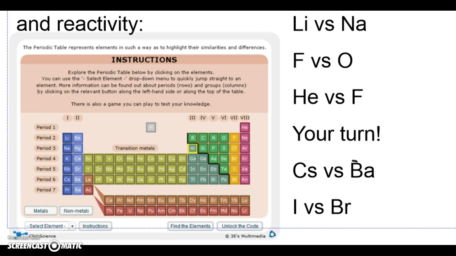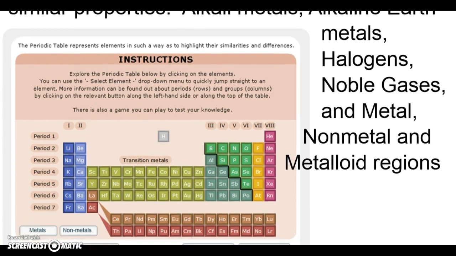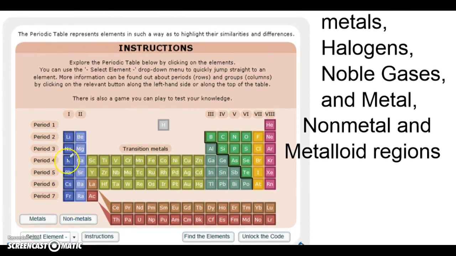And the last thing we get to look at is knowing the different families and why families have similar properties. So a family is a column in the periodic table. So lithium, sodium, potassium, rubidium, cesium, francium, that's one family. They're really, really similar in the way they behave. Like they're all soft metals that react with water, and they all bond with one halogen.